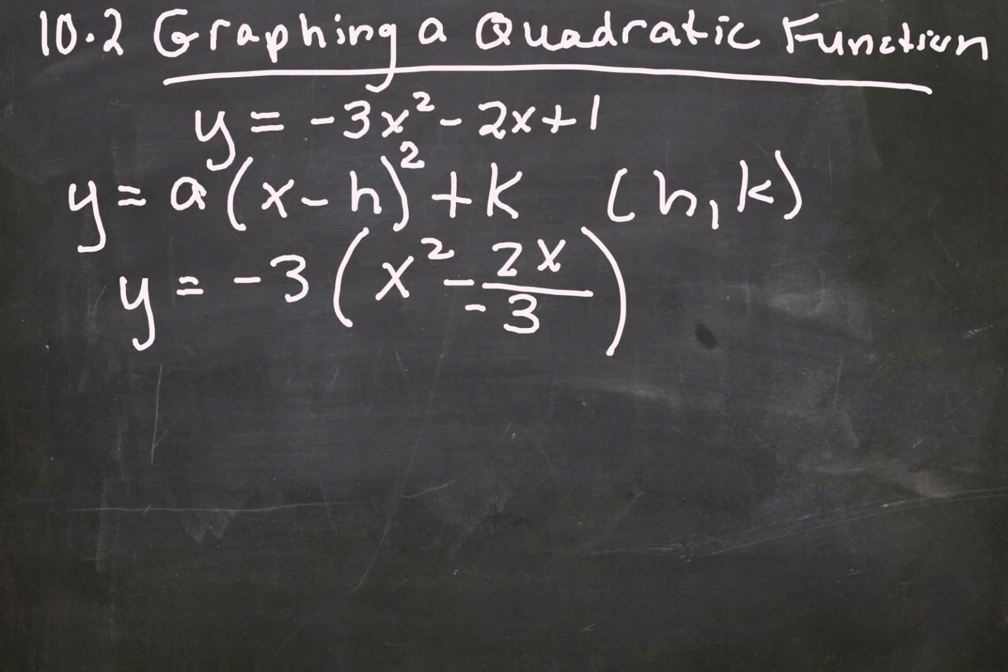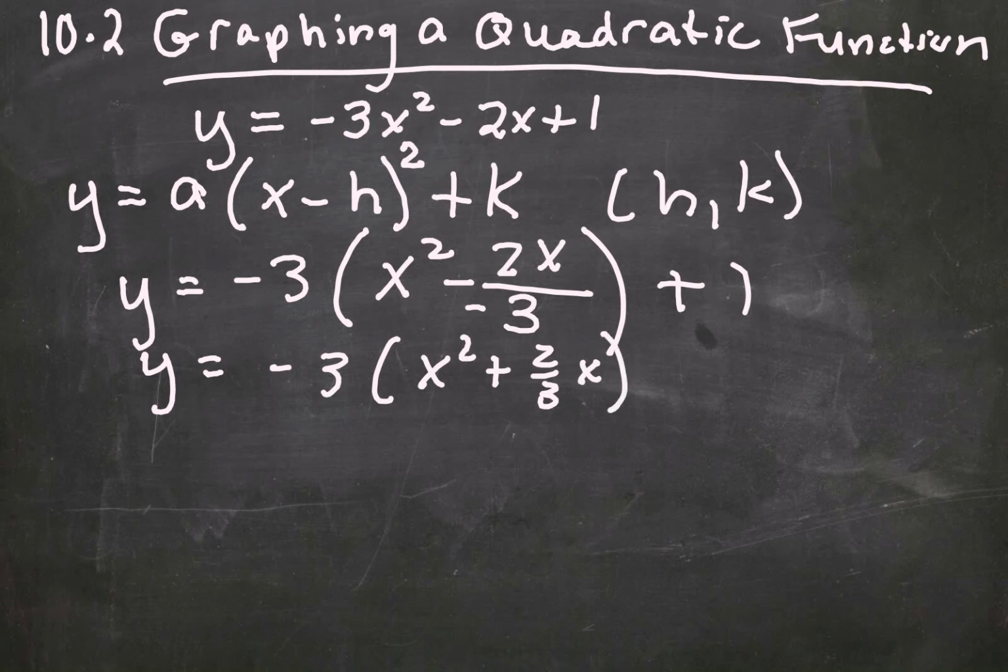And then when I factor the negative 3 out of negative 2x, again, it's the same as dividing by a negative 3. There are two negatives, or that minus and a negative is going to give me a positive 2/3, and we'll get back to that in just a moment. And I still have my plus 1. So let's simplify this and make it look a little better. So I have x squared plus 2/3 x plus 1.